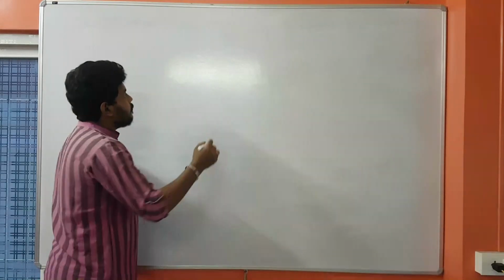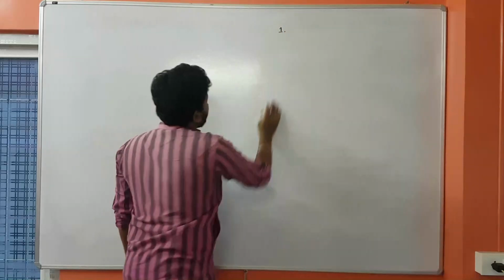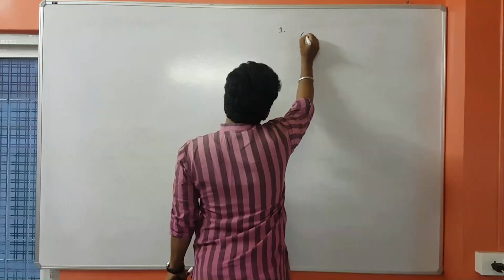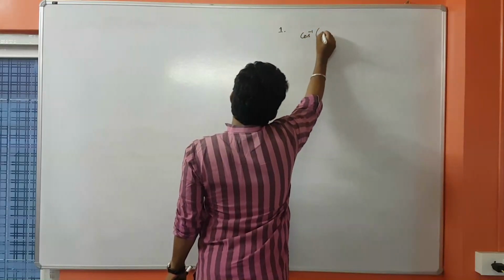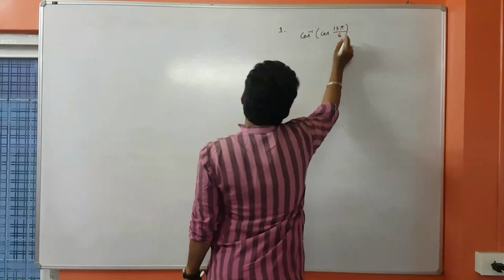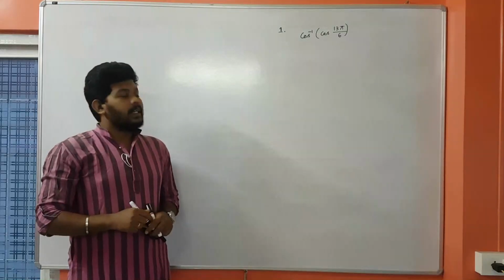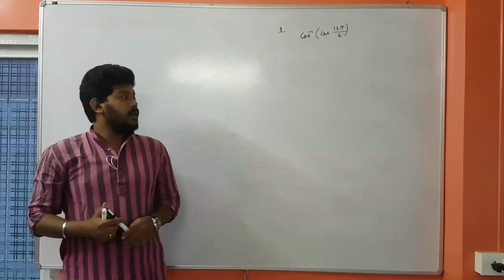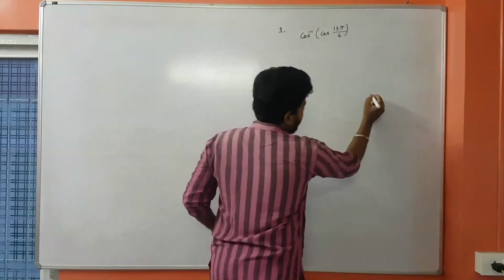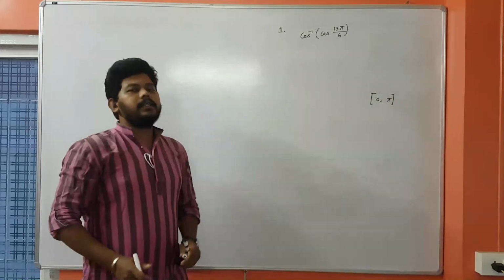Number 1, you are given, find the value of the following: cos inverse of 13 pi by 6. Number 1, cos inverse of 13 pi by 6. Now first of all, we must remember the inverse of cos function has range 0 comma pi, that is in first and second quadrant.